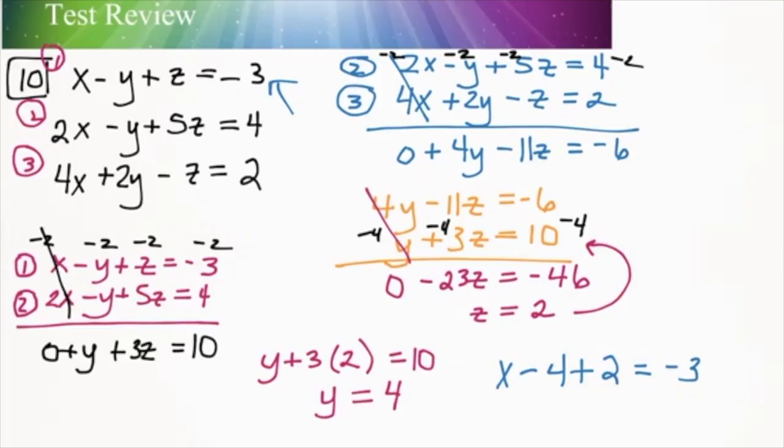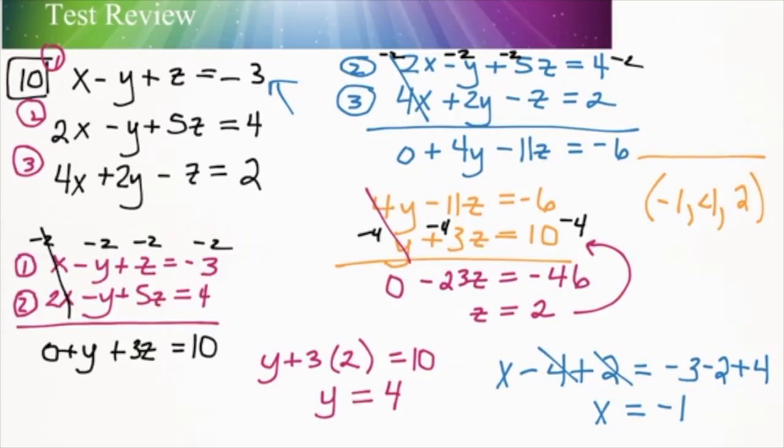I'm going to go ahead and put the 4 and the 2 on the other side, so it's going to be subtracting the 2 and adding the 4. And so x equals -1. Therefore, my answer is -1, 4, 2.